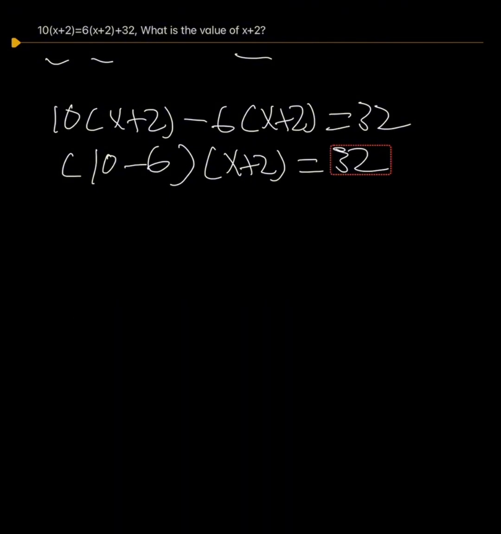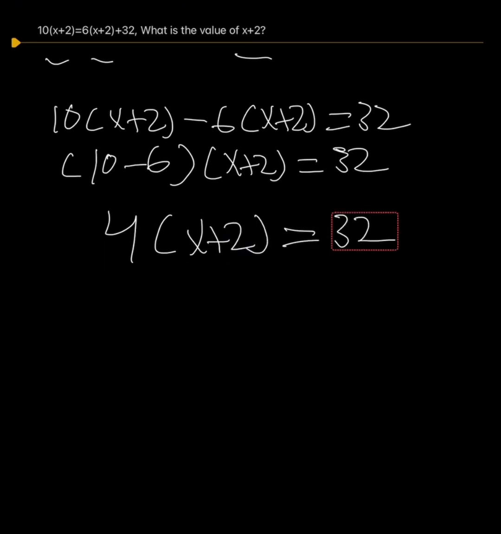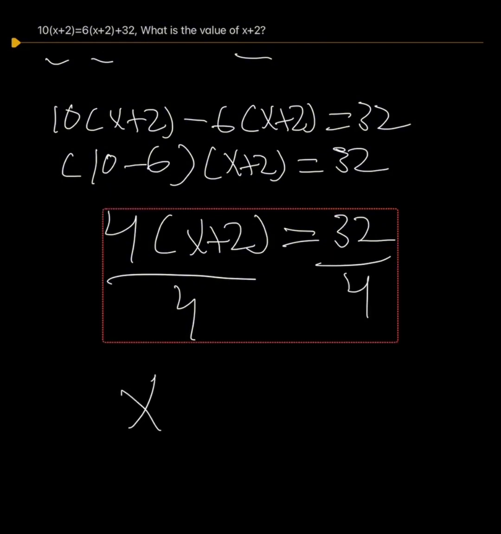So now we are left with 4 times x plus 2 equals 32. From here, we just divide by 4 on both sides of the equation, and we are left with x plus 2 equals 8. Let's do another single variable linear equation.